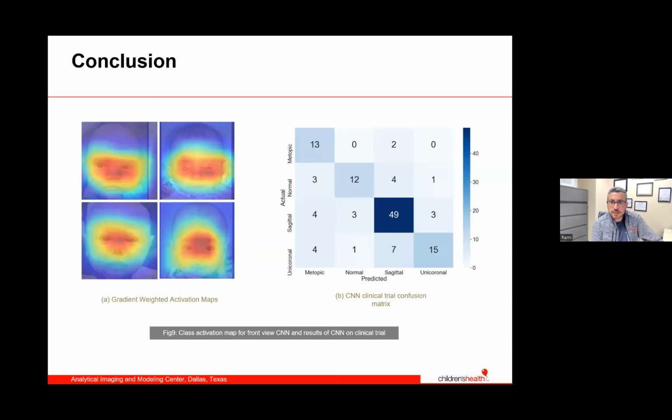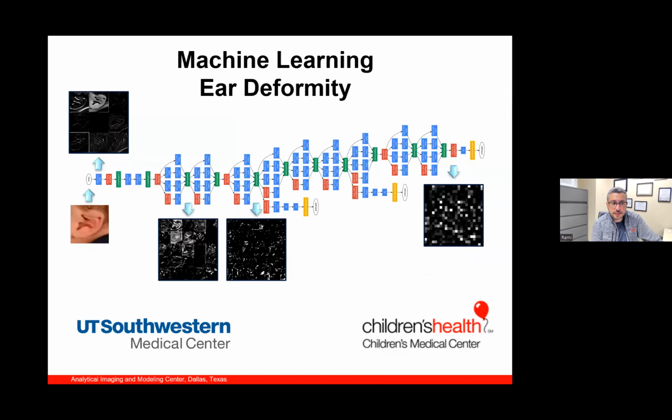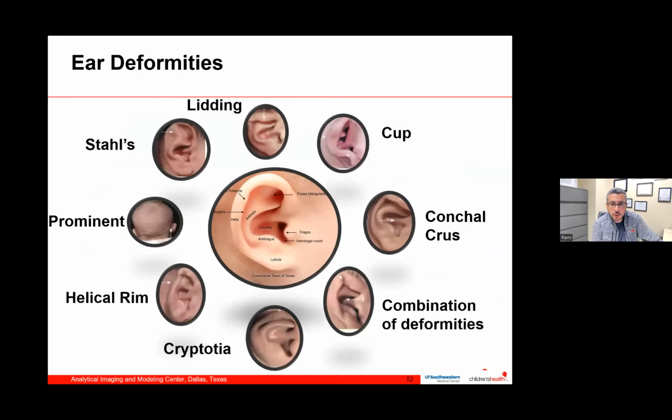The other study I want to talk to you about is ear deformity. Ear deformity is another interesting issue because it comes in all shapes and forms. You can have lidding, or you can have a cup ear. You can have a cryptotia, a helicoram, a prominent ear. And if I were to write a program using modeling to describe the ear, it's very difficult.